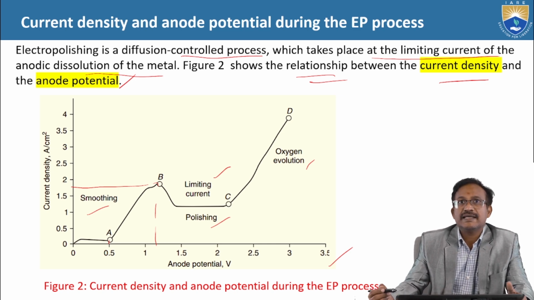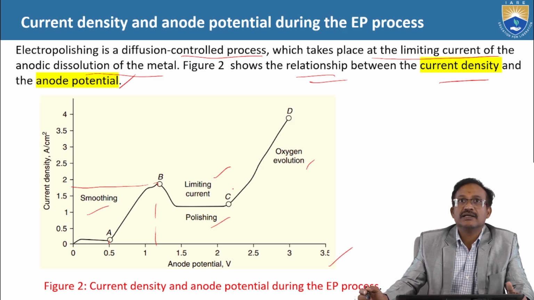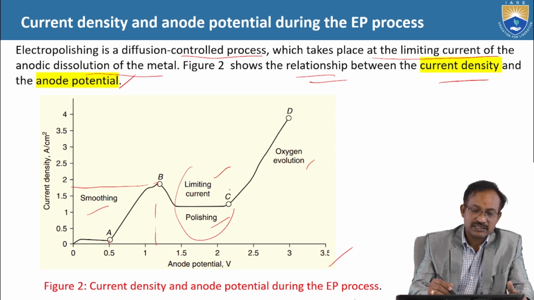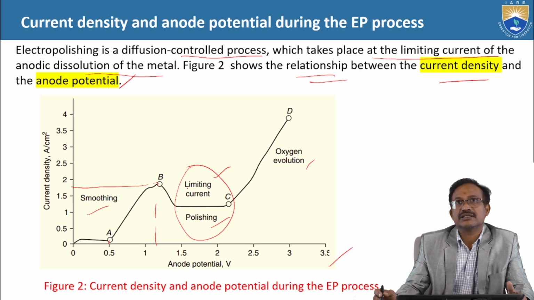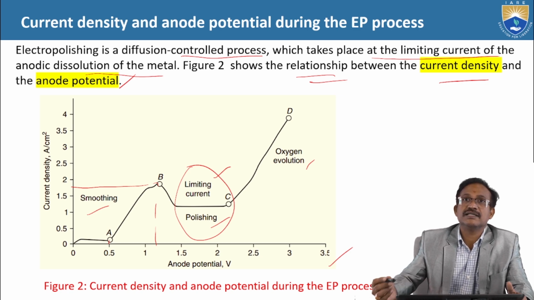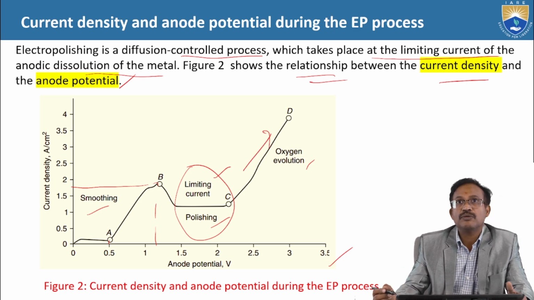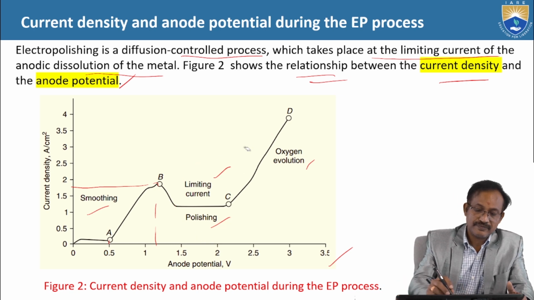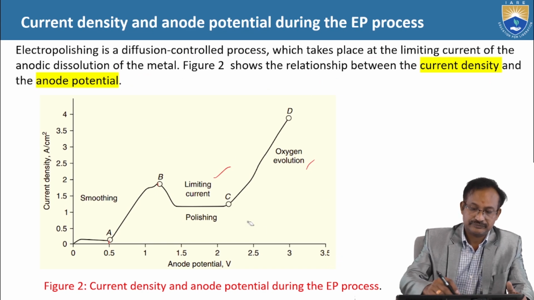Next, after increasing the anode potential, what is happening? The current density is lowering and constant to some extent. Those regions are polished, at limiting current. And after that point, point C, the current density is increasing rapidly, though the anode potential is increasing slowly. So this is the observation from the figure that can be noted.